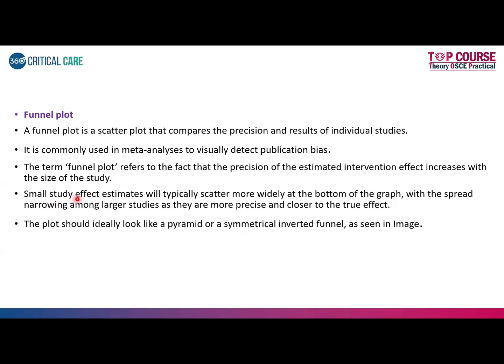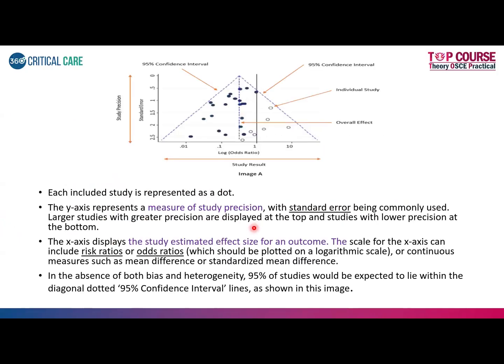Small study effect estimates will typically scatter more widely at the bottom of the graph, with the spread narrowing among the larger studies that are more precise and closer to the true effect. The plot should ideally look like a pyramid or a symmetrical inverted funnel, as seen in this image.